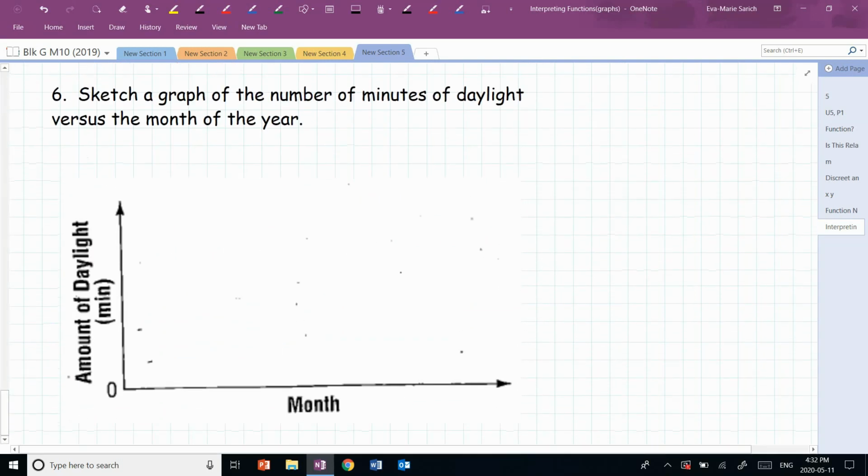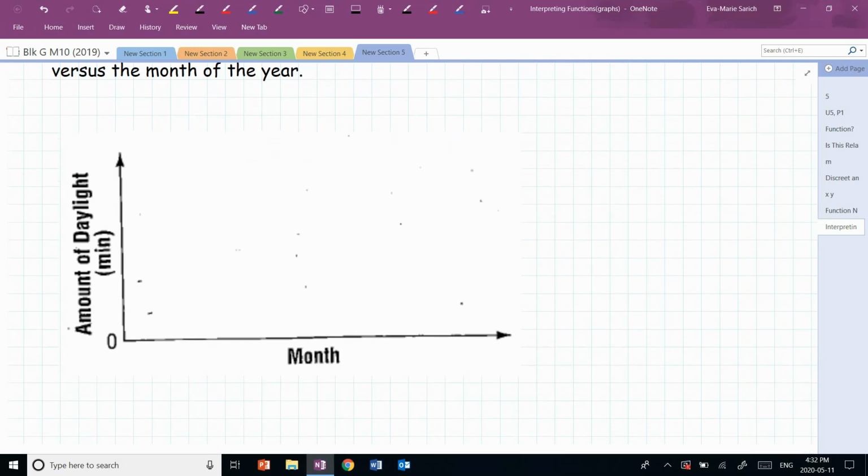Now the last one here is we want to sketch the graph with the number of minutes of daylight versus the month. Now most of you should remember that the beginning month is January, the last month is December. In the middle of that it won't quite be in the middle, but we'll go January, February, March, April, May, June, July, August, September, October, November.